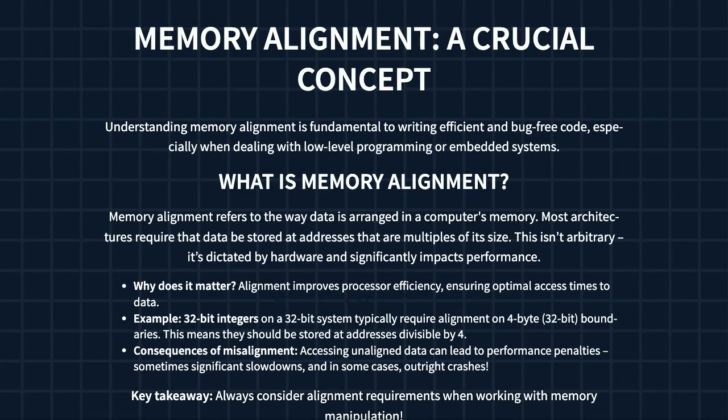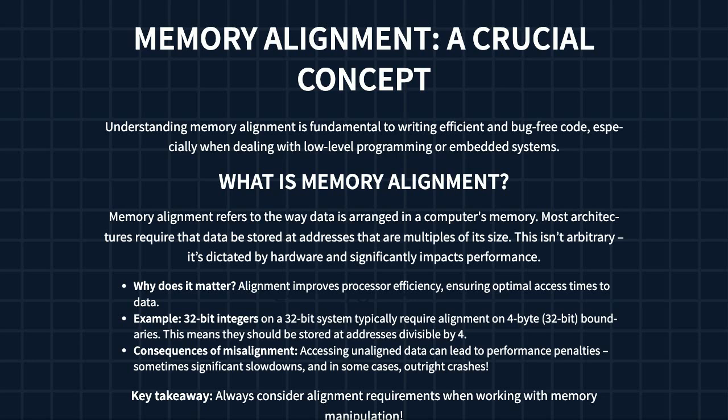Okay, so let's talk about something really important for memory management: alignment. Think of it like making sure your furniture is neatly arranged in a room. You don't want things crammed together haphazardly, right? Well, computers do the same thing with data in memory. Alignment dictates that data needs to be placed at specific addresses, usually multiples of its size. Why does this matter? Because it makes accessing that data faster and smoother for the processor.